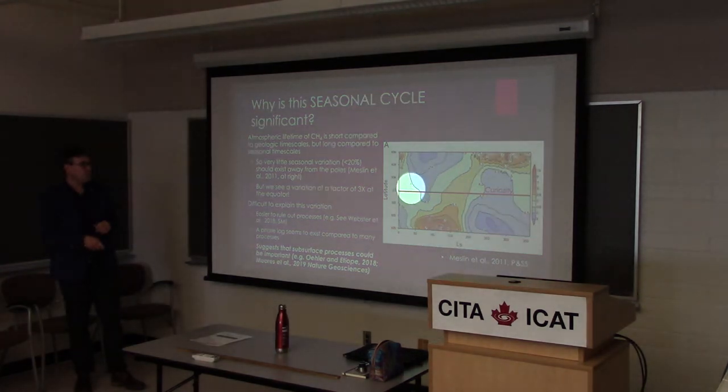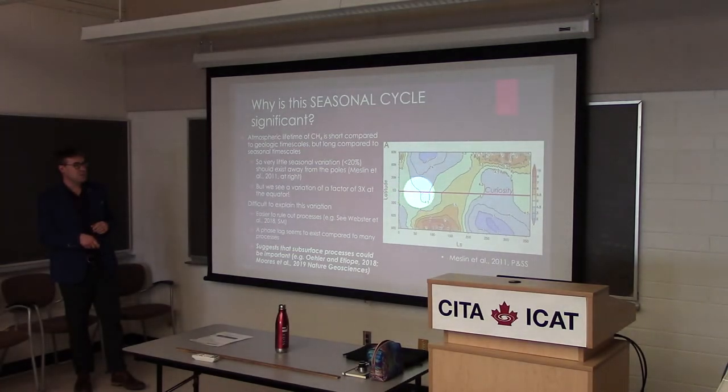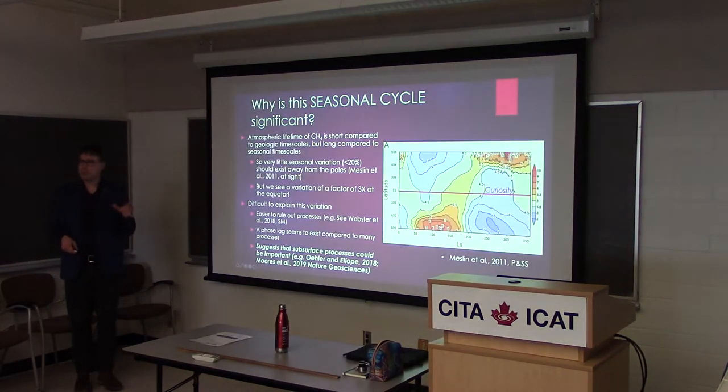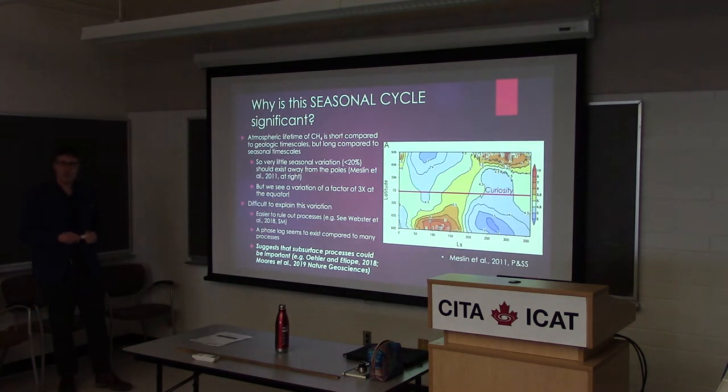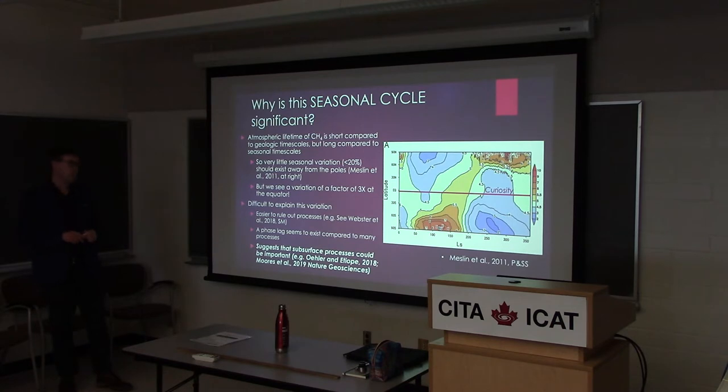This plot is showing you latitude versus time of the year. Curiosity sits on this magenta colored line here, and he predicted 20% difference, not 3 times. Very hard to explain this, very hard. It's in fact easier to rule out processes, which is what Chris Webster did in 2018 when he announced the seasonal cycle.